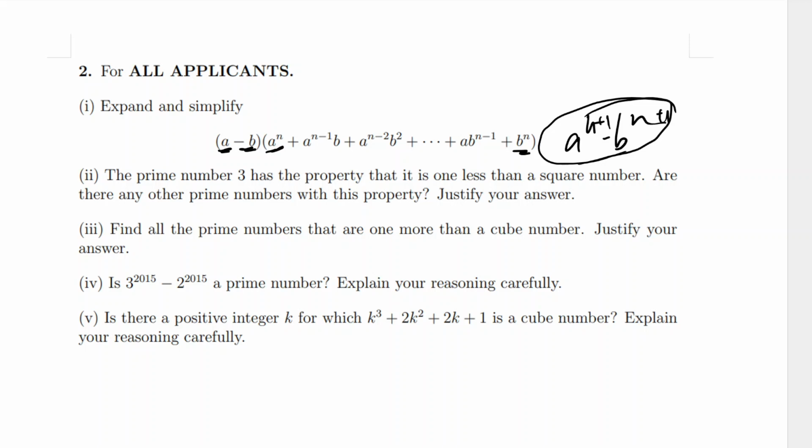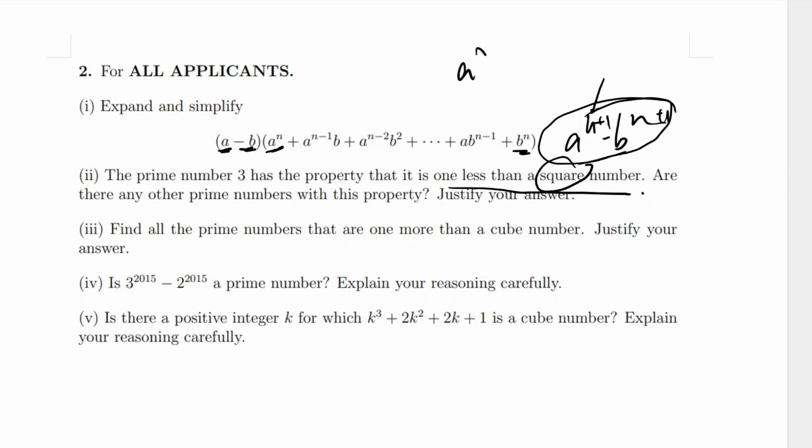Part 2. The prime number 3 has the property that it's 1 less than a square number. Are there any other prime numbers with this property? Justify your answer. Okay, so it's 1 less than a square number. Now, what sort of n do I have to put in? Well, I have to put in 2, because I'm interested in it being square numbers.